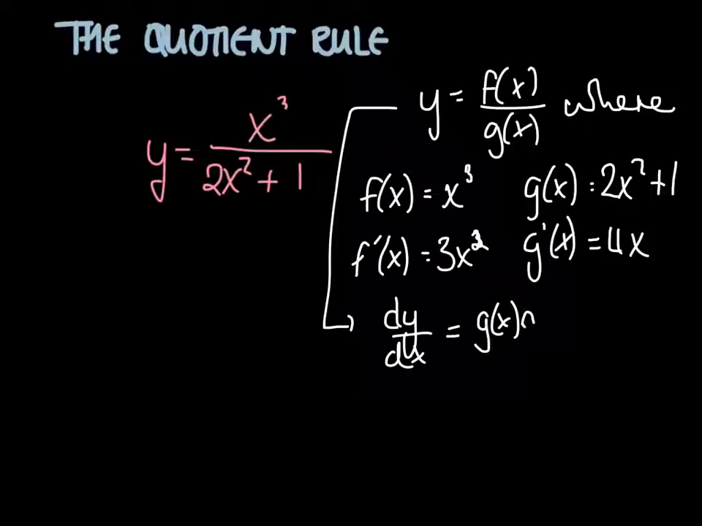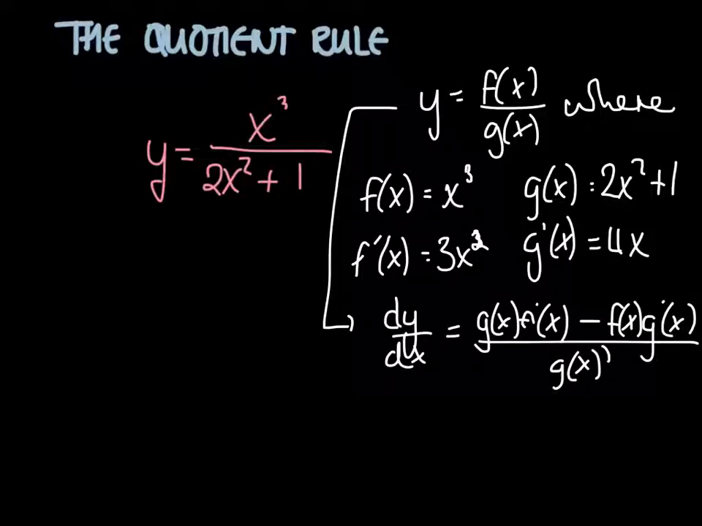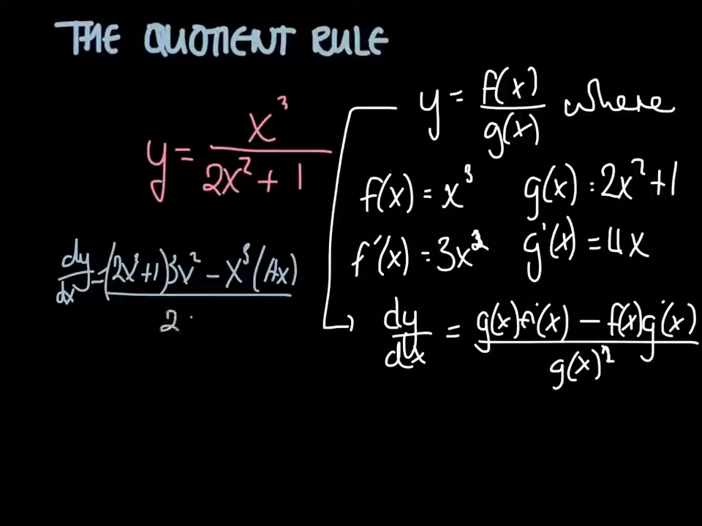Now, the formula tells me that the derivative of this function, if it's in this form, is g(x) f'(x) minus f(x) g'(x), all over g(x) squared. Don't forget the order's important here because of that minus sign. Okay, so plugging everything in then, dy/dx is g(x), 2x squared add 1, times f'(x), so 3x squared, minus x cubed times 4x, all over (2x squared plus 1) squared.